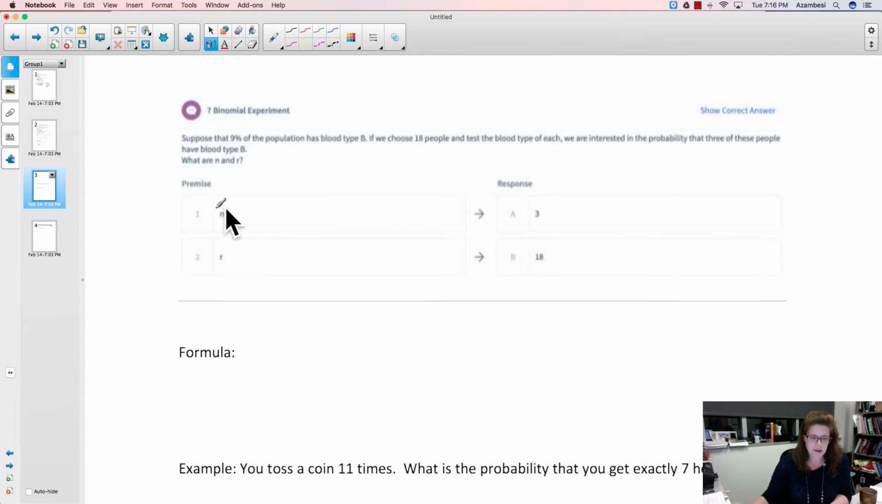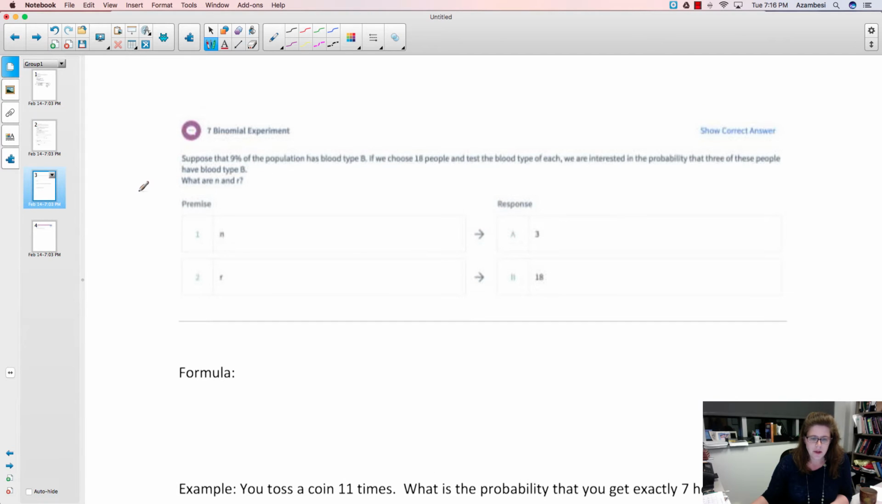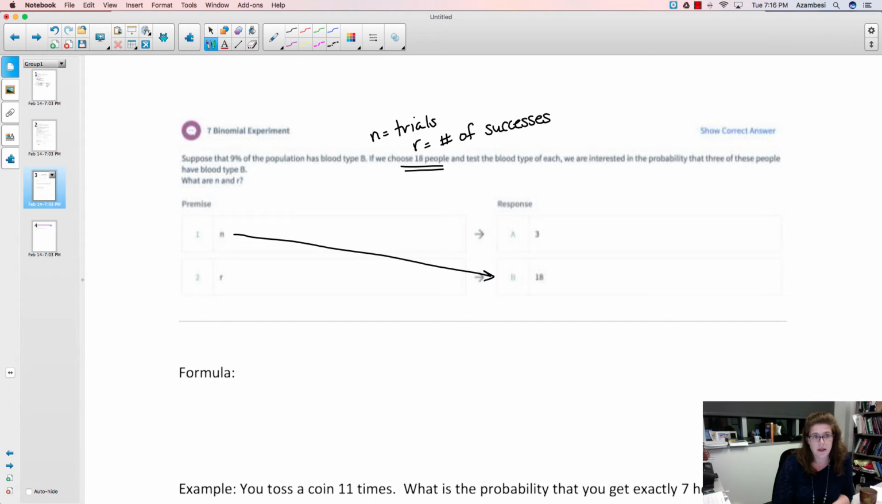Last part of setting up this experiment: what are N and R? When we're dealing with a binomial probability, we have N trials, they're identical, and R is the number of successes. So here I would need N trials and R successes. Looking at this, the trials is the number of people that we're asking, so our N should be 18.